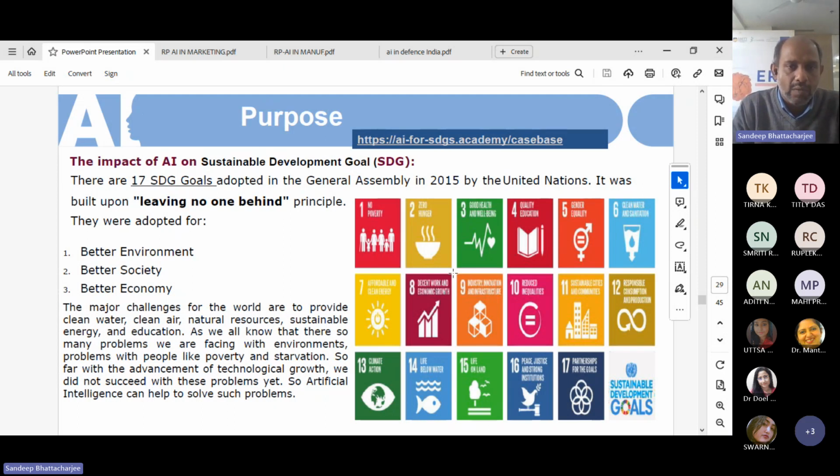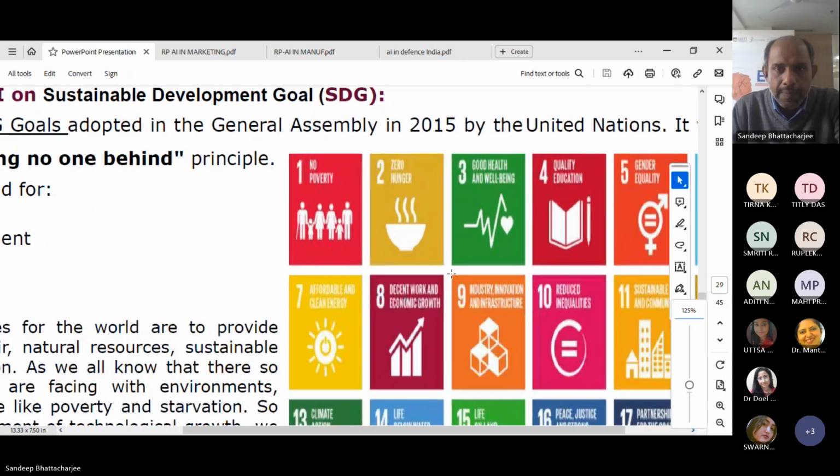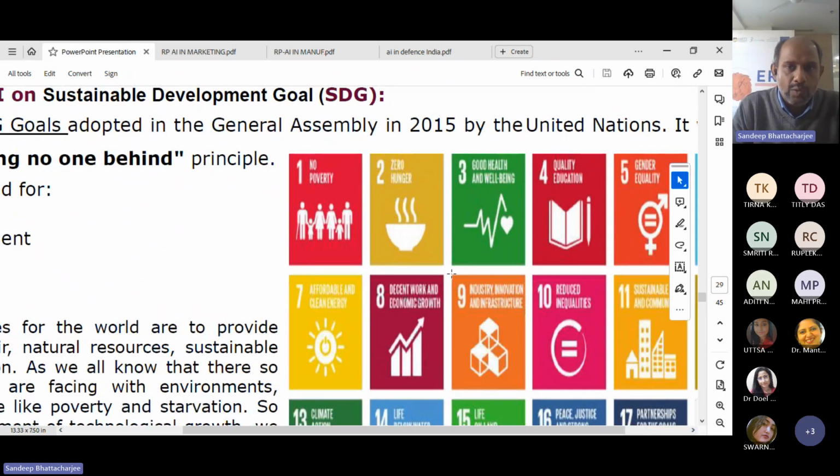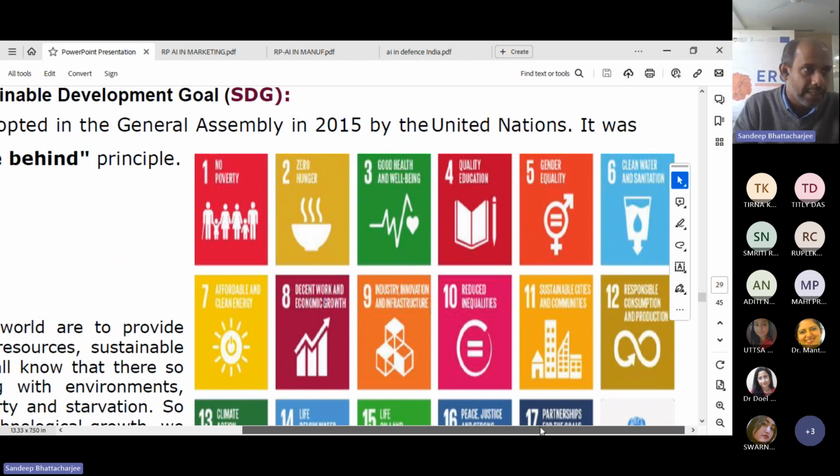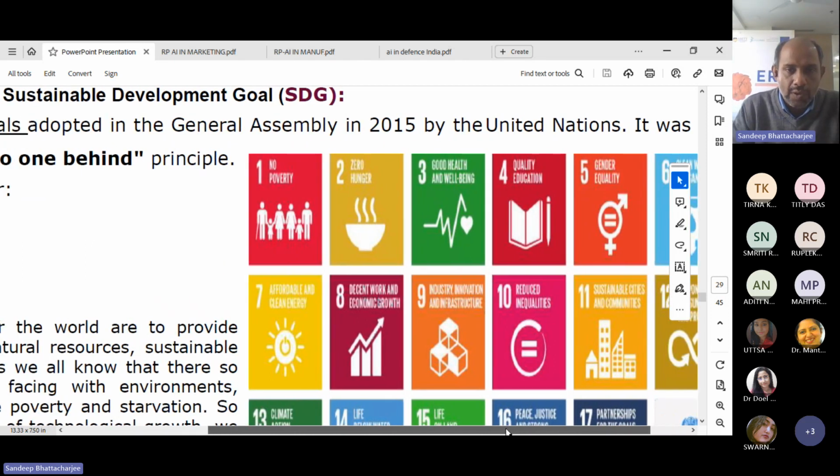So number one you see was for no poverty. Number two was there for zero hunger. Nobody should be without food. Third was for good health and well-being. Fourth was for quality education. Fifth was for gender equality. Then we had clean water and sanitation, I mentioned before. Seventh was for affordable and clean energy. Eighth was for decent work and economic growth. Ninth, industry, innovation, and infrastructural growth.